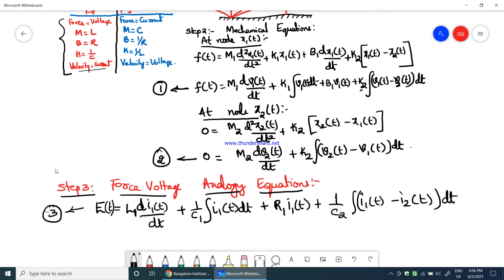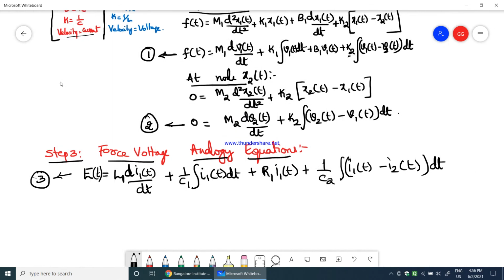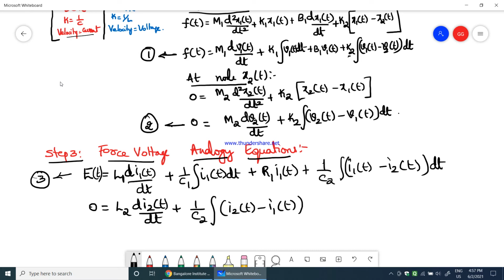Then by looking at the second equation, let us write the force voltage analogous equation. 0 equals m2 into dv2 of t by dt. Therefore m2 is L2 dI2 of t by dt plus k2 is 1 over C2 integration of I2 of t minus I1 of t dt. So let me take this as the fourth equation. So we got two equations for the force voltage analogous network.